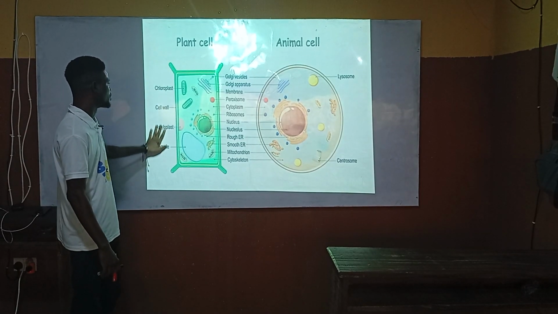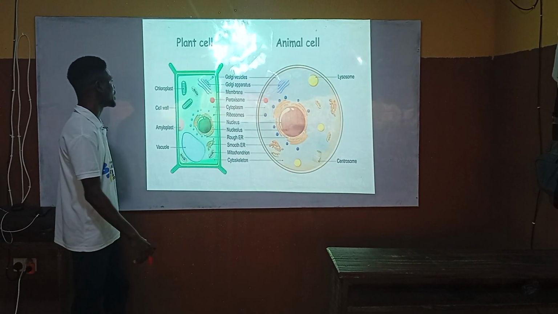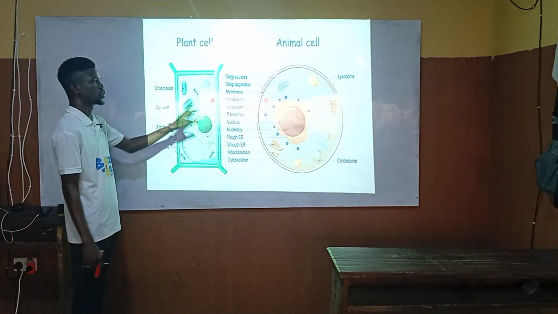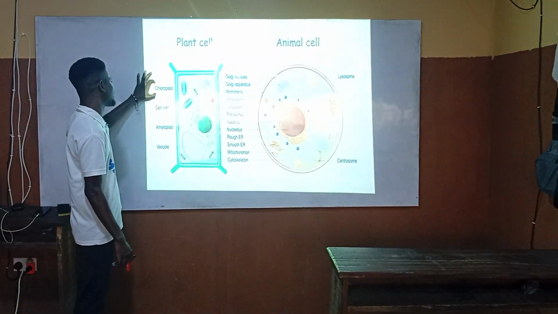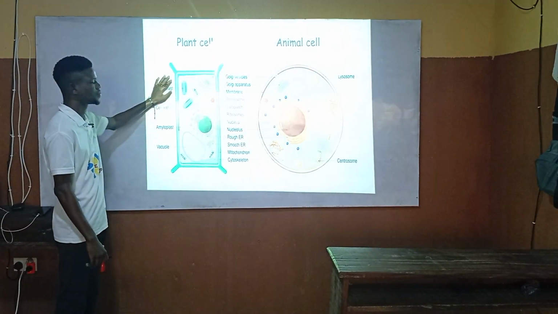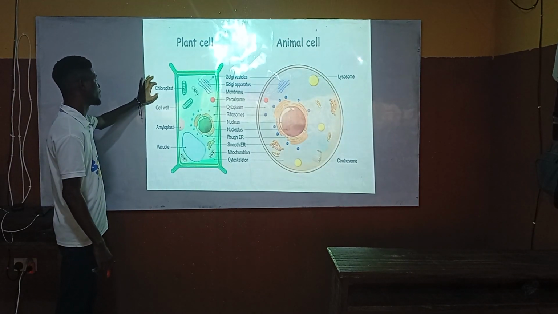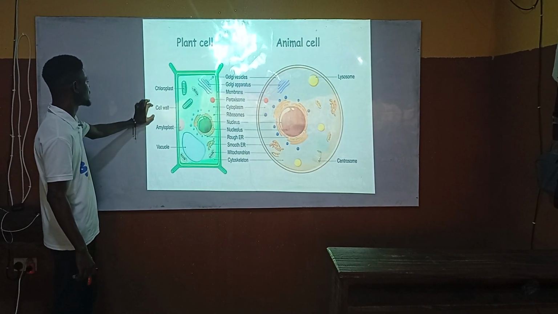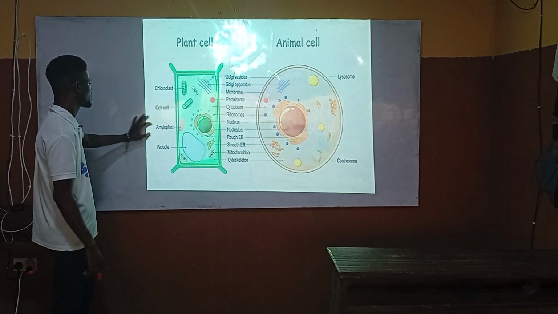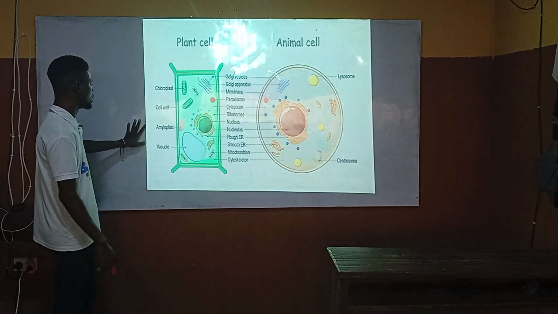While the ones we have on this part are peculiar to only plant cell alone and to only animal cell alone. So animal cell only has chloroplast. Plant cell only rather has chloroplast. Plant cell only has cell wall. Plant cell only has amyloplast.